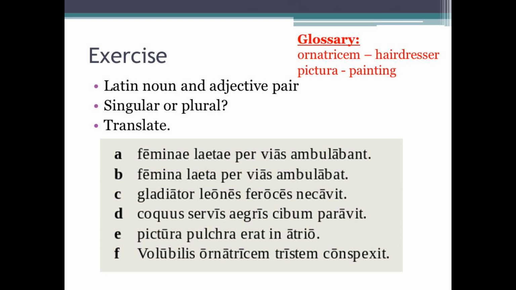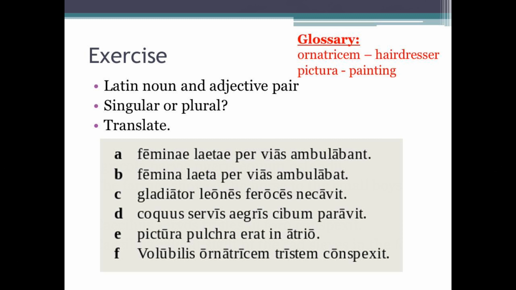A. Feminae laetae is the noun and adjective pair. This is plural, and the sentence means the happy women were walking through the streets. B. Femina laeta. This is singular, and the sentence means the happy woman was walking through the streets.